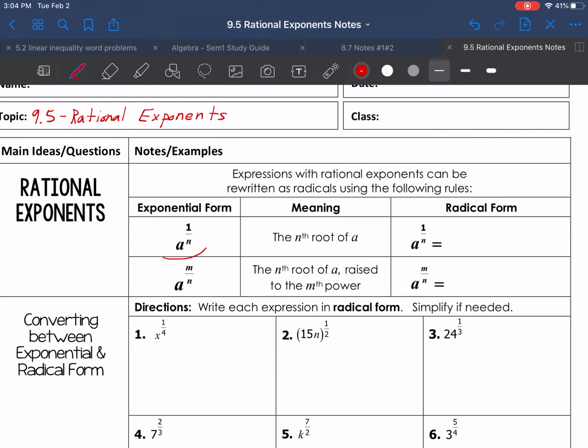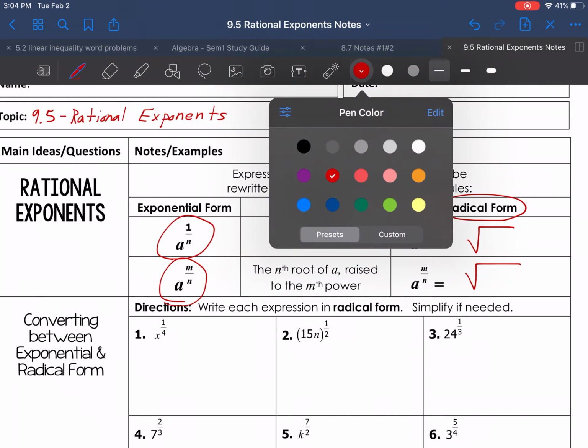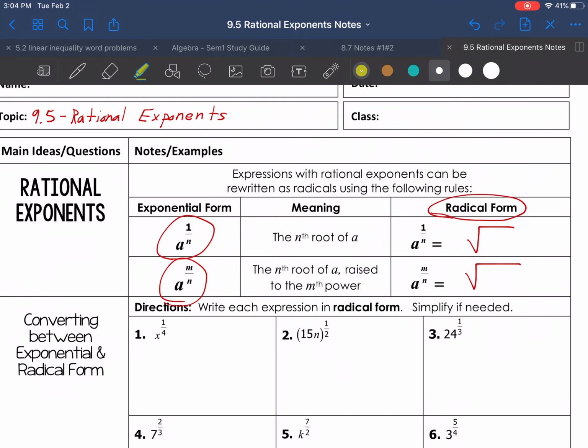okay? So here's two examples of exponents, and we're going to try to make them look like radicals, which means I'm going to build a radical over here, and I'm going to build a radical over here as well, okay? Now, the rule is if you take your base, for example this a value here or this a value here, that always has to go under your radical. So I'm going to put an a value right under my radical in both cases.